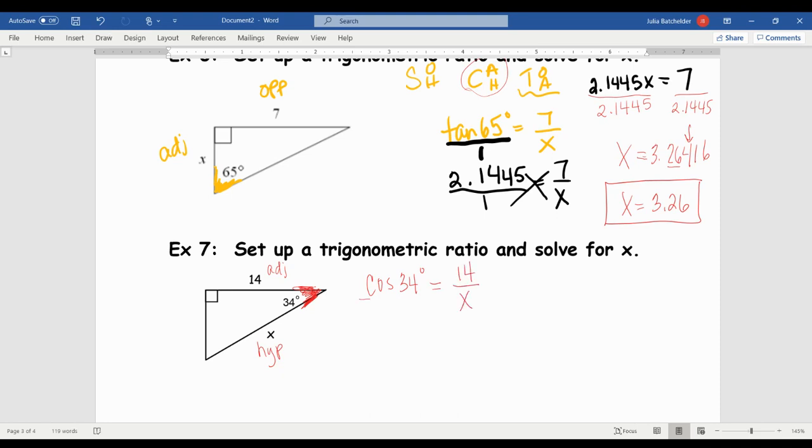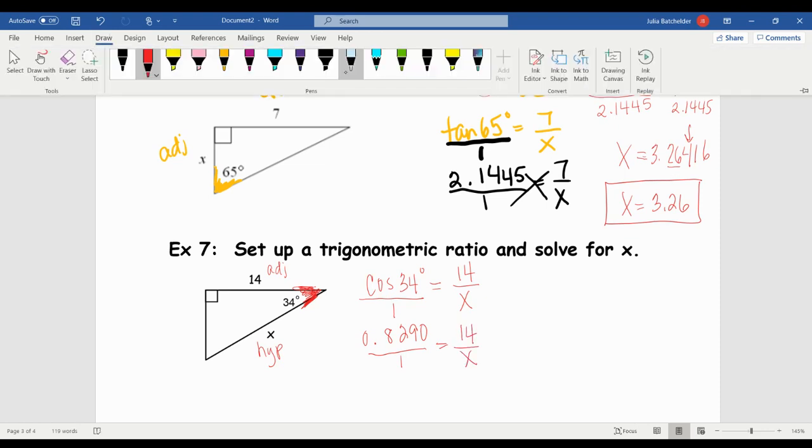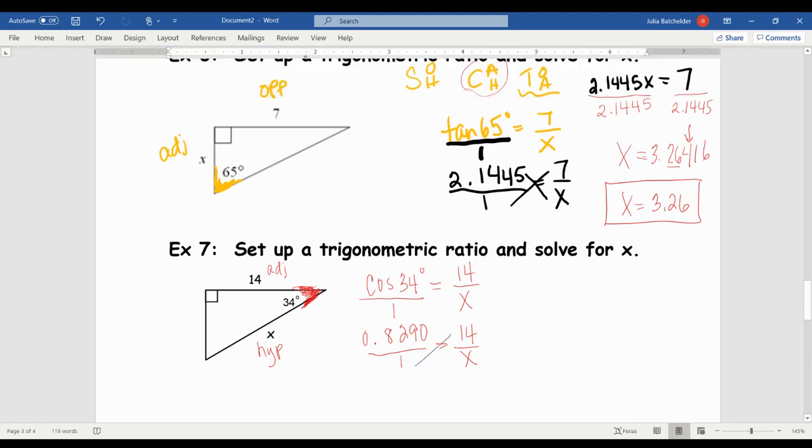And again, the x is in the denominator, so I'm going to put a 1 underneath that cos of 34. I'm using my calculator to get cosine of 34 degrees, and that's going to give me 0.8290 over 1 is equal to 14 over x. Then I'm going to switch my colors here. I'm going to use a little purple, cross multiply. That's going to give me 0.8290x is equal to 1 times 14 is 14.